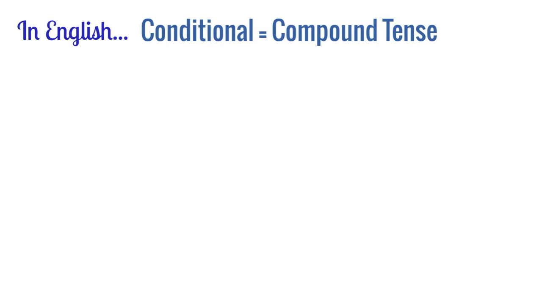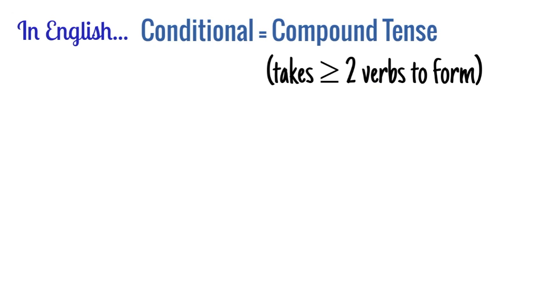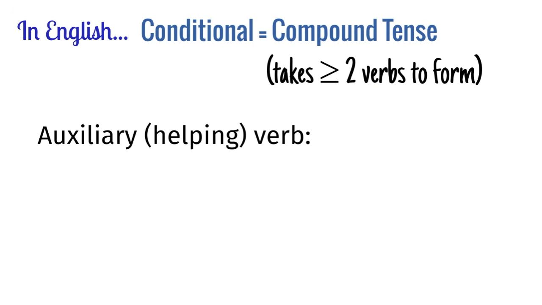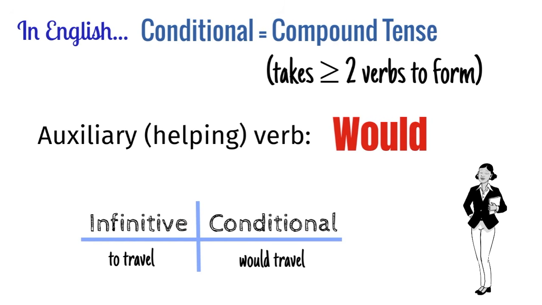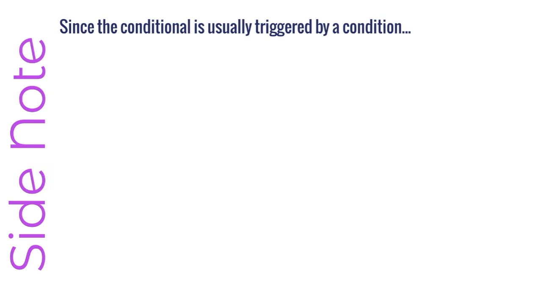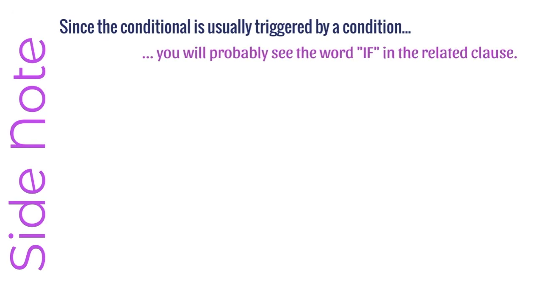The conditional in English is a compound tense, which means that it takes multiple verbs to form it. For us, the auxiliary verb, or helping verb, is would, and then we use the regular form of the verb. The conditional tense of the English verb to travel, for example, is would travel. Notice the two verbs. Side note, since the conditional tense is usually triggered by, well, a condition, you will probably see the word if in the related clause.